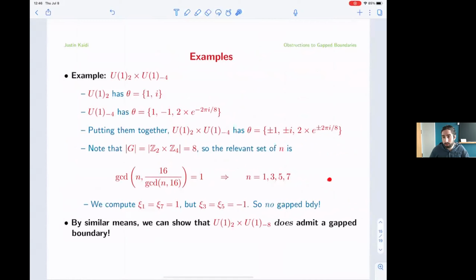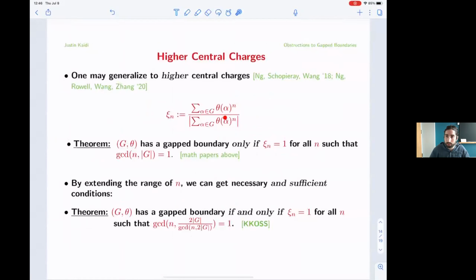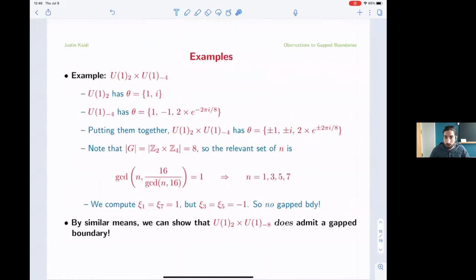Now, of course, there could be an infinite number of things which are co-prime to this. But the point is that n is actually mod 8 periodic, because the spins are at max just 8th roots of unity. And remember, n is just the power of theta. So actually, there's only 4 higher central charges we have to compute.